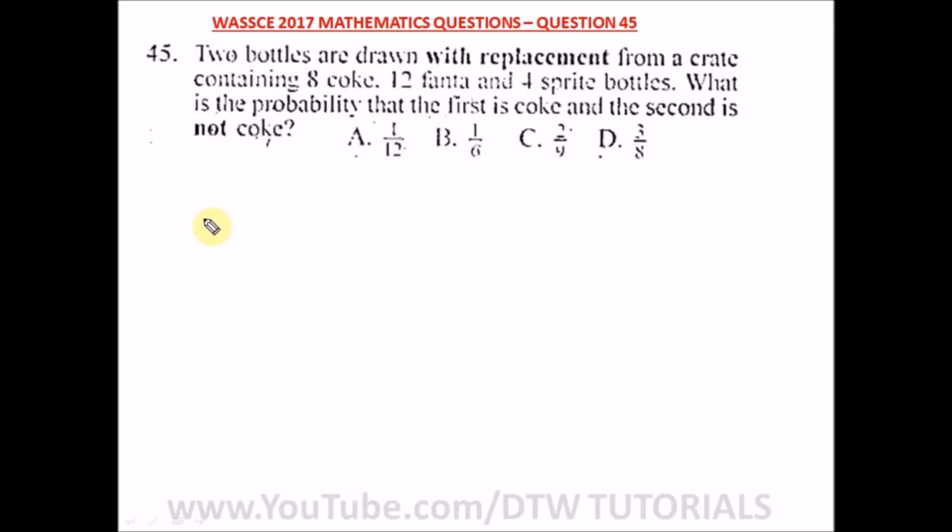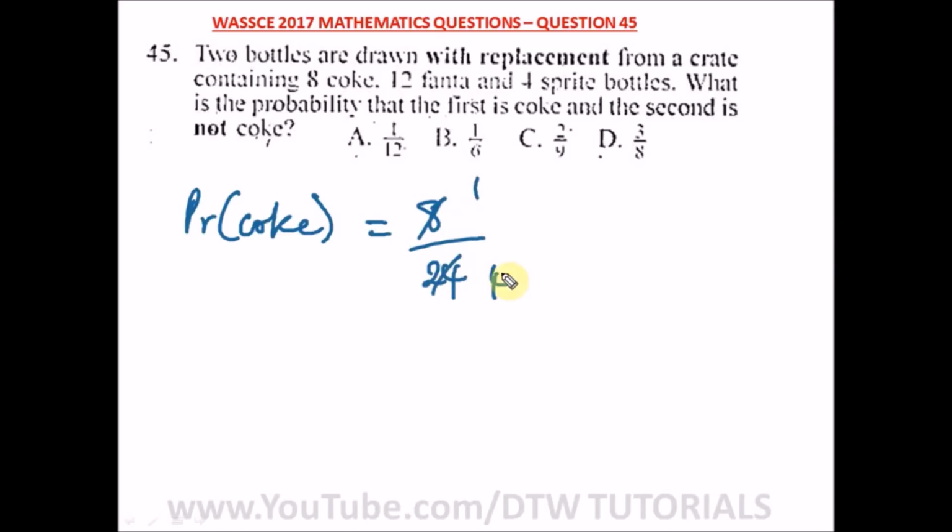Question 45 of our WASSCE 2017 mathematics past questions. It says 2 bottles are drawn with replacement from a crate containing 8 Coke, 12 Fanta and 4 Sprite bottles. What is the probability that the first is Coke and the second is not Coke? So the probability that the first is Coke is equal to 8 over the total number of bottles. That's 8 plus 12, that's 20, and plus 4, that's 24. 8 here 1, 8 here 3. So we have 1 over 3.